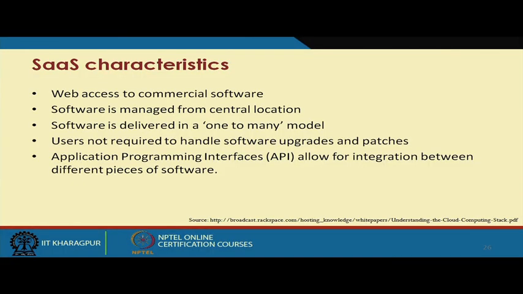right. Say I give software as a service for computational support for different simulation, or mathematical simulation etcetera. This overall simulation platform may be running on heterogeneous platforms, or maybe on distributed systems, but the overall management is logically centralized. Software is delivered in a one to many model. So, users are not required to handle upgrades etcetera, that is one of the features. Application programming interfaces allow for integration between different pieces of software, allowing us to amalgamate or integrate different software to realize a larger thing.